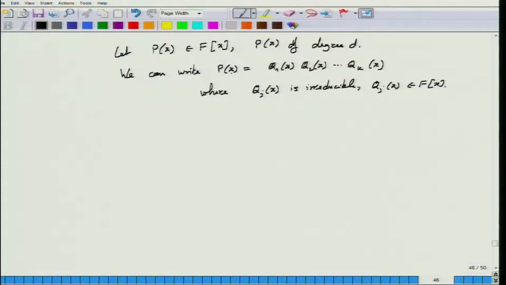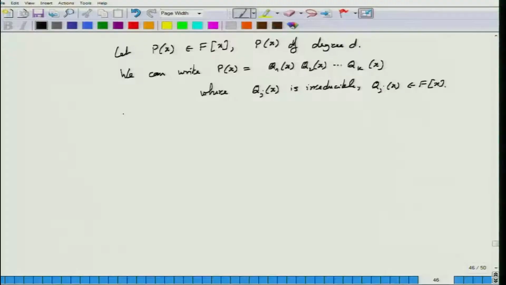Up to multiplication by units. Yeah, that multiplication by units is fine. So that tells us that by looking at this factorization of P, we can see how many roots of P are in F. That equals the number of linear factors. So there is no guarantee that all of them are linear factors. Some of them may not be linear factors.